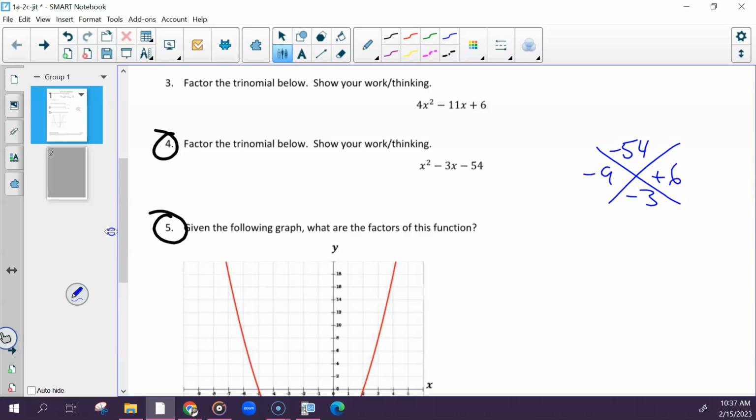6. But because this doesn't have a number in front, you can go straight into your factors. X minus 9, x plus 6. If you did this the way we were just doing it last class and did it by grouping, you would end up getting the same answers. So for these type of problems, you can do either way. Questions on that one?